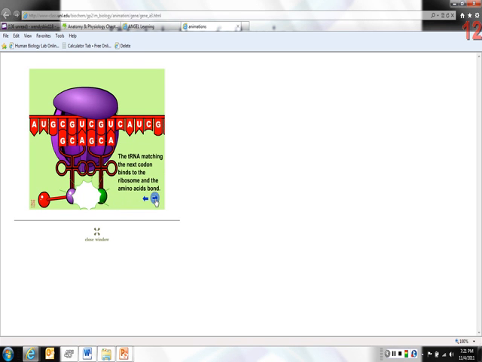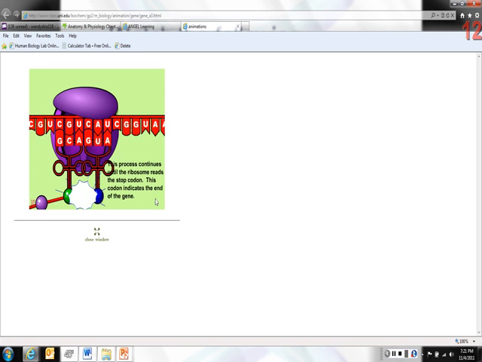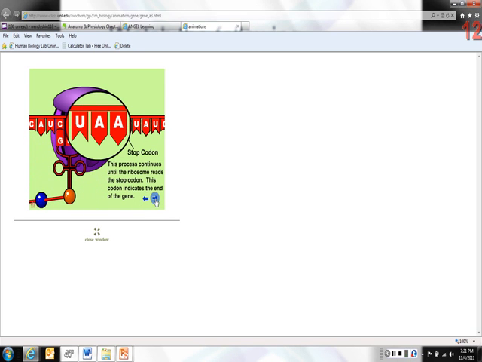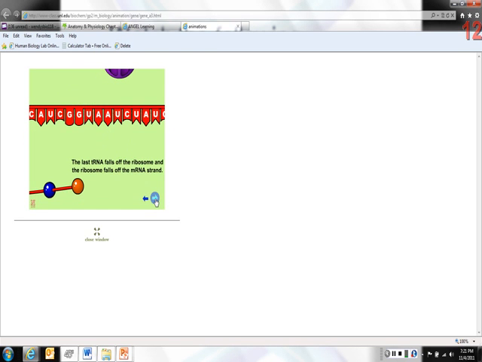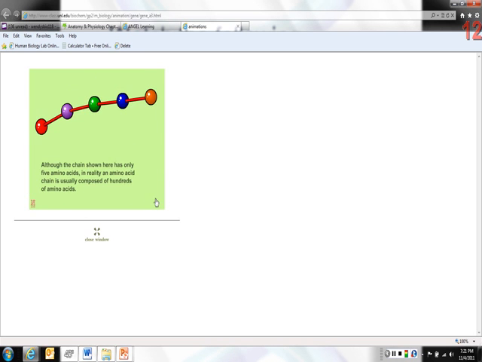The tRNA matching to the next codon binds to the ribosome and the amino acids bond. This process continues until the ribosome reads the stop codon. This codon indicates the end of a gene. The last tRNA falls off the ribosome and the ribosome falls off the mRNA strand.